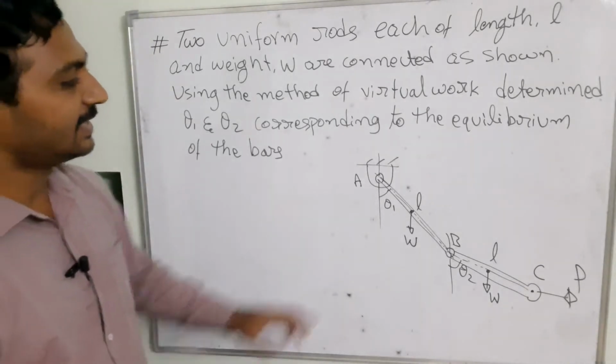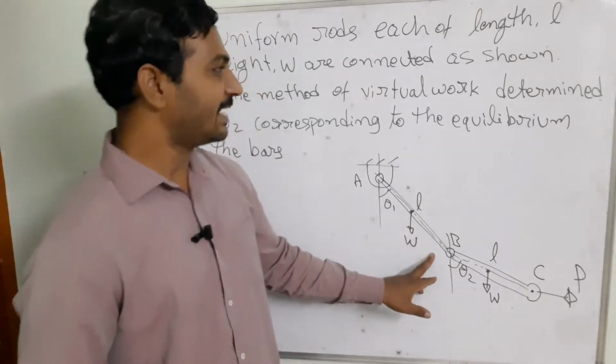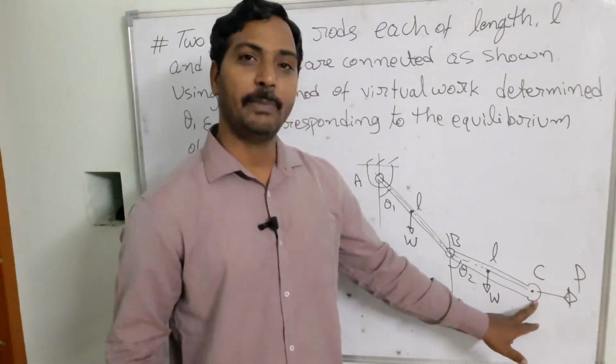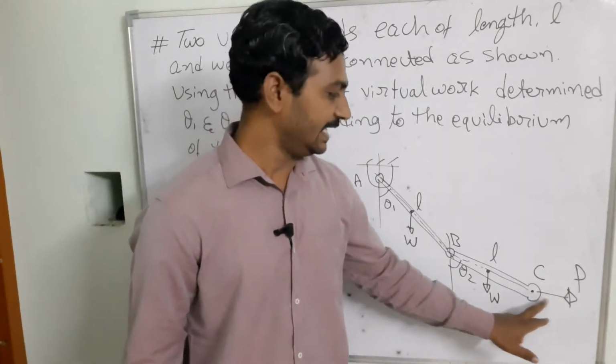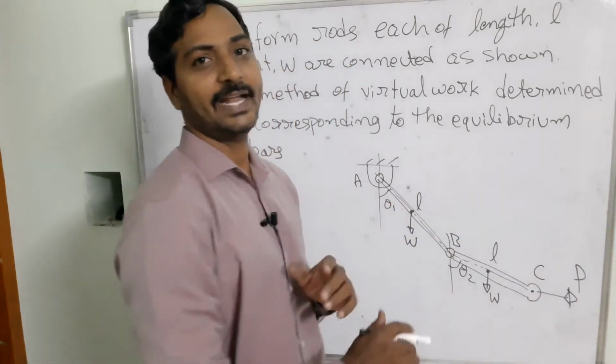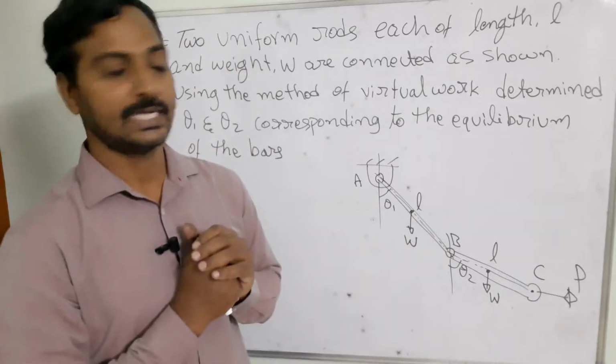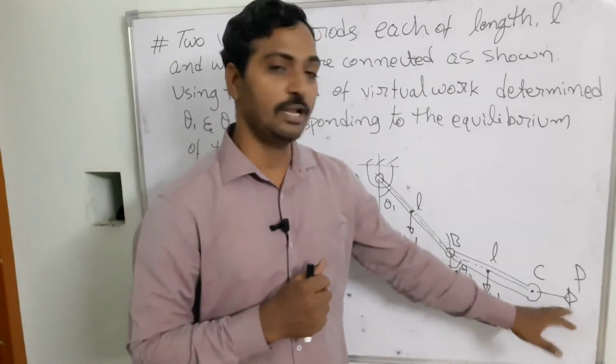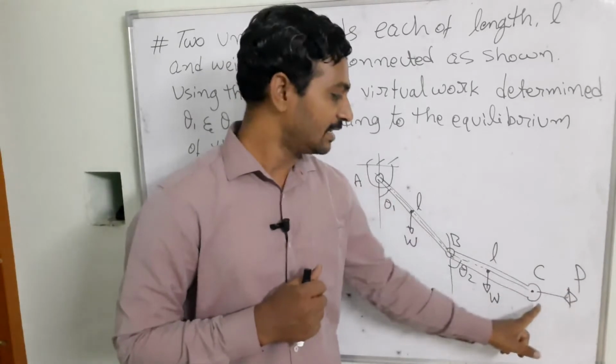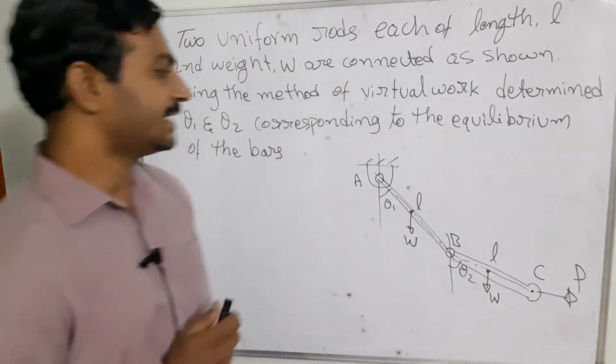At the same time, the force P is acting at C. We can see it is acting towards the right side, in the horizontal direction. It's very clear that the force P acts only in the horizontal direction at point C.